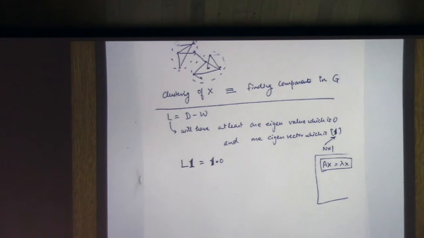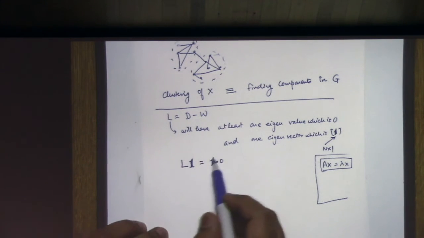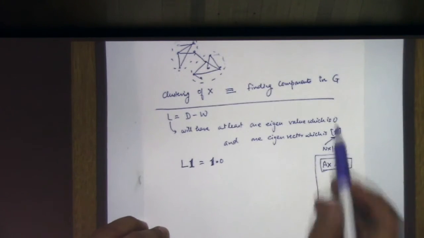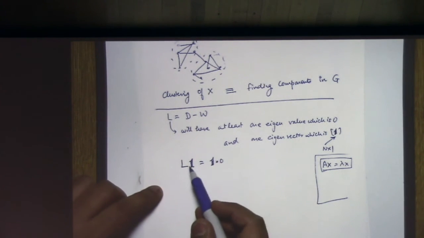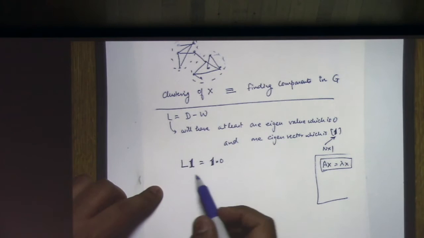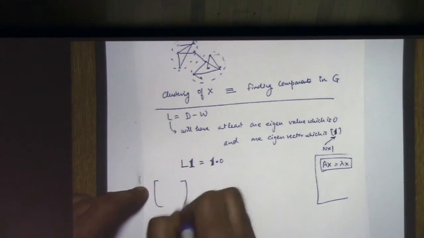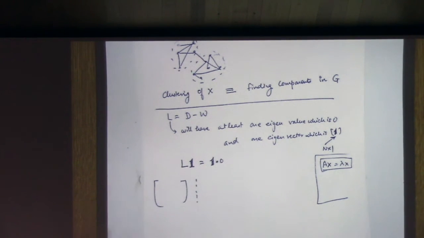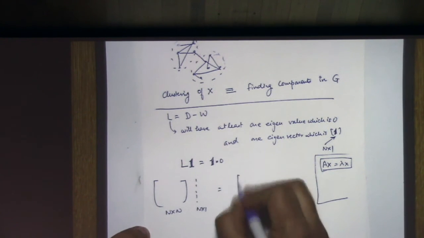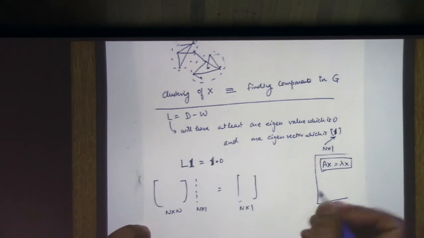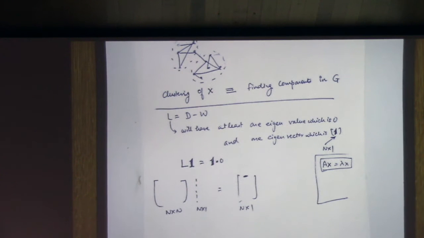So the main result is that there will be at least one eigenvalue which is 0 and one eigenvector which is all 1s. That is easy to see. Remember, if you take any matrix and multiply it with a vector of all ones, what does that mean? Let's say the matrix is n cross n and the vector is n cross 1. The output is going to be an n cross 1 vector, and every entry here is going to be what?